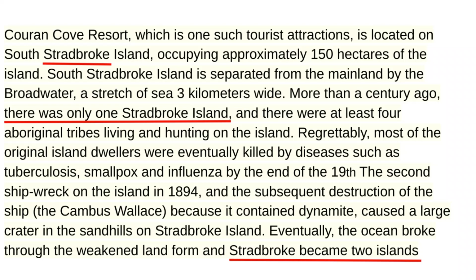So let's have a look at the sentence before Stradbroke became 2 islands. As we read through it, there was a shipwreck on the island and the subsequent destruction of the ship because it contained dynamite caused a large crater. Eventually the ocean broke through the weakened landform and Stradbroke became 2 islands. So that's our answer. There was a shipwreck. It exploded because it contained dynamite, caused a large crater, which eventually the ocean broke through to form 2 islands.